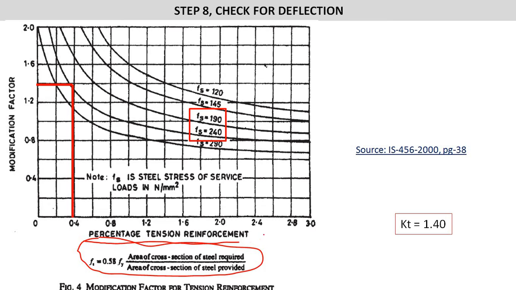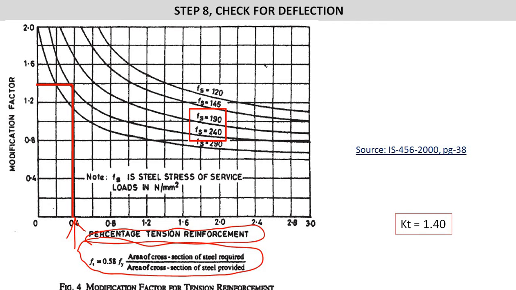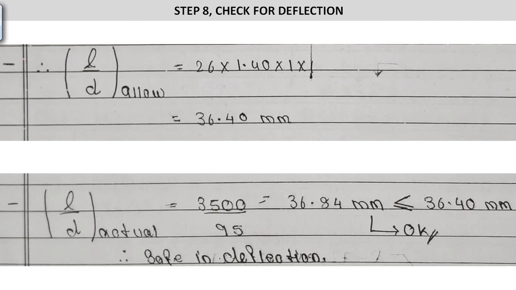Here it shows the percentage of steel reinforcement. So we have found the value as 0.4 and the value of Fs which is 235.39. So it comes between this. So we have to interpolate and find the value of modification factor, which we have found as 1.4. So we have found the value of KT as 1.40. Now we have to multiply by this and we have found the allowable deflection as 36.40 mm.